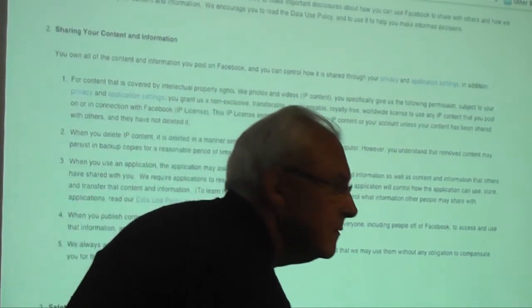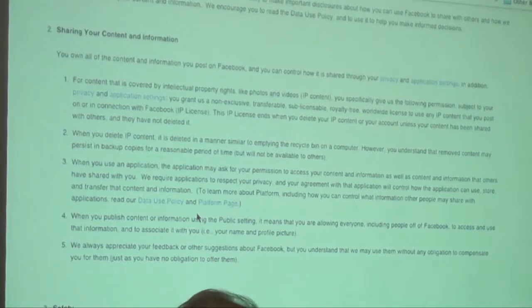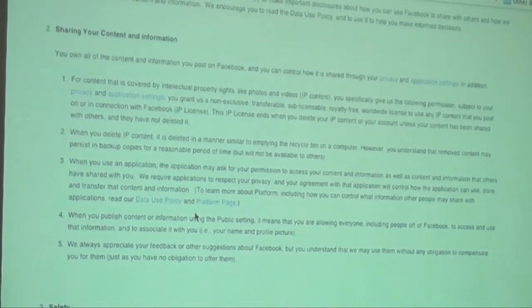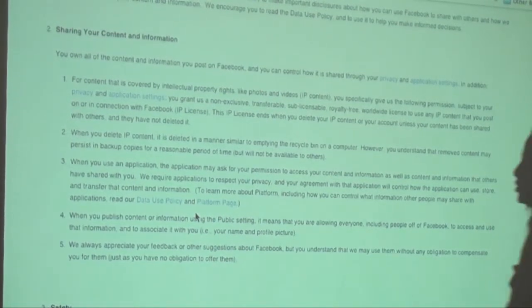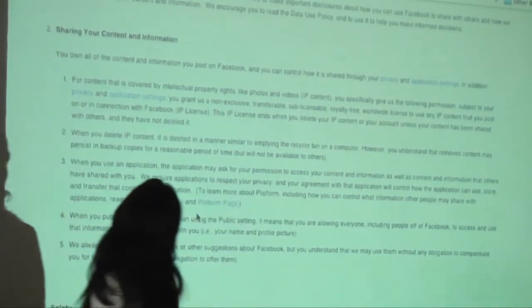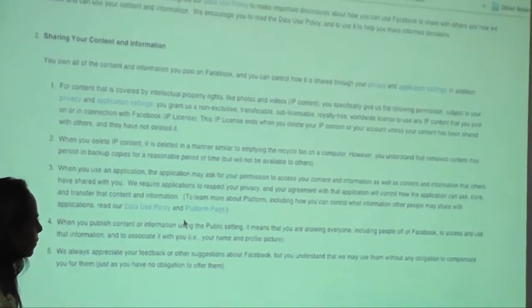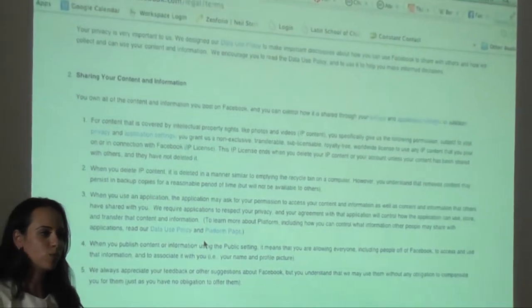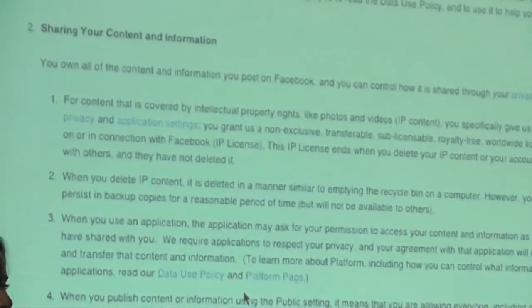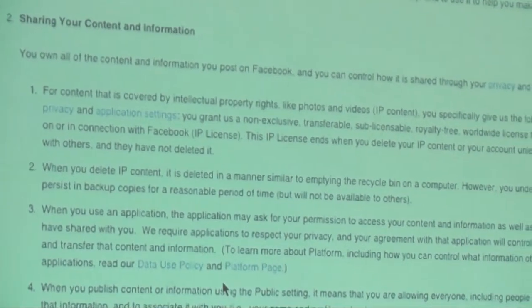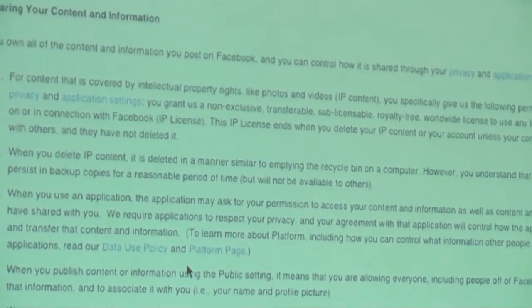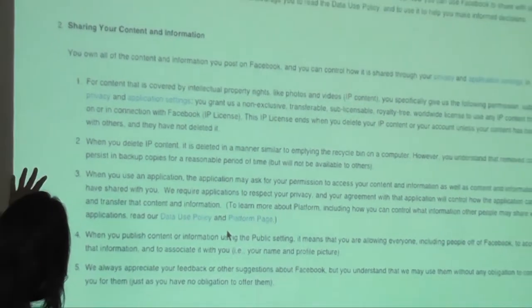All right, what does it say? You own your content on Facebook. You own all of the content and information you post on Facebook, and you can control how it's shared through your privacy and application settings, which makes sense, because if you own it, that's why you can post it on Twitter and you can post it on all the other platforms. But here's what you're basically saying when you read it.